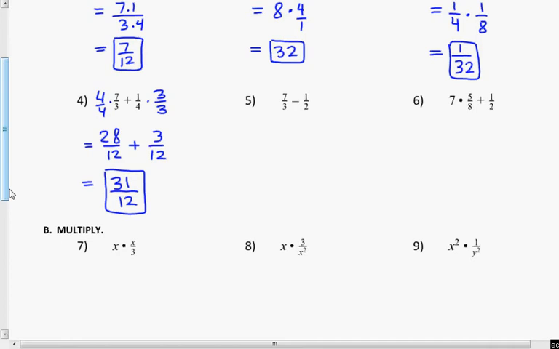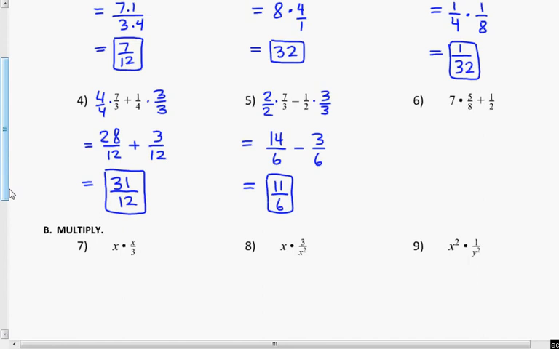In number 5, the common denominator is 3 times 2, or 6. So I multiply by 2 over 2 and by 3 over 3 to rewrite these fractions with a common denominator. 14/6 minus 3/6 gives us the final answer of 11/6.